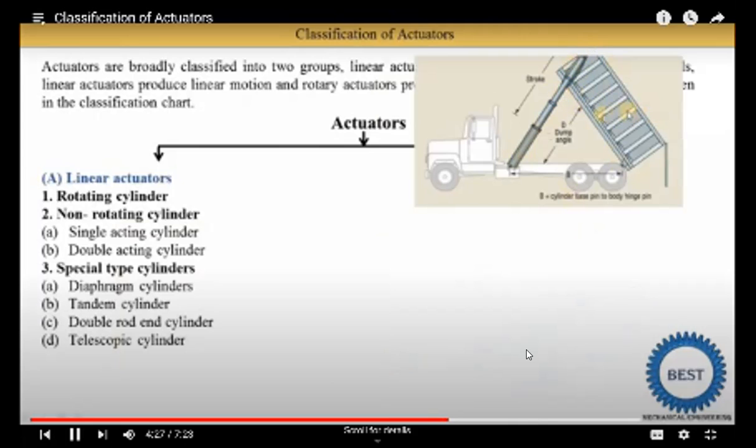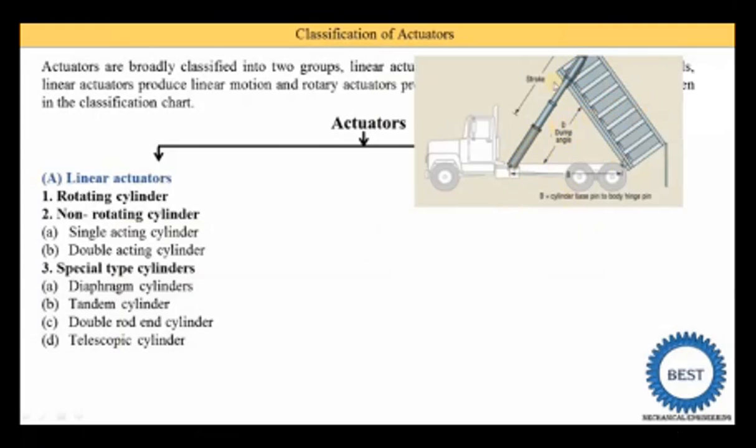When this container is moving down, the cylinders are moving inside, and when we need to empty the container, we move these telescopic cylinders in an upper direction. And next one is the cylinder with cushioning.